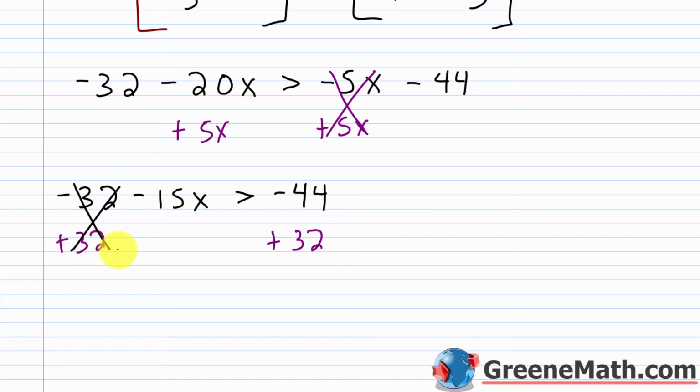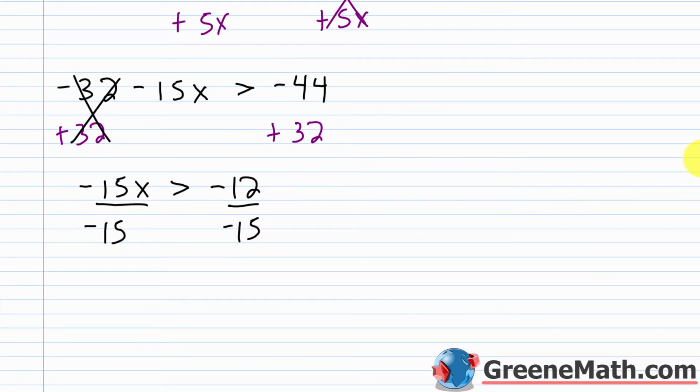So that'll cancel. And I'll have negative 15x is greater than negative 44 plus 32, which is negative 12. And as a final step, I'm going to divide both sides of the inequality by negative 15, which is the coefficient of x. Again, when I divide by a negative, and I'm working with inequalities, I've got to flip the direction of the inequality. So this is going to get flipped.